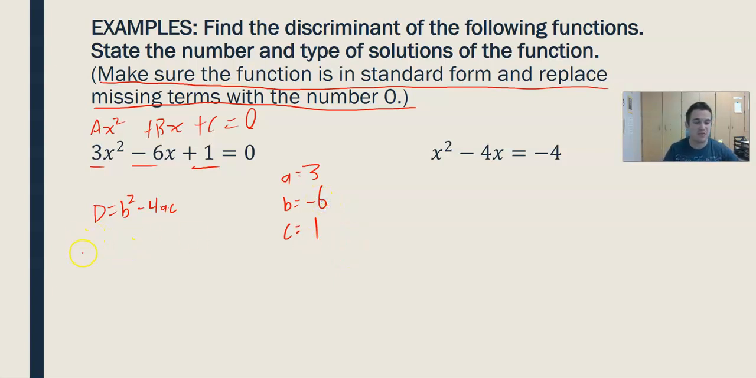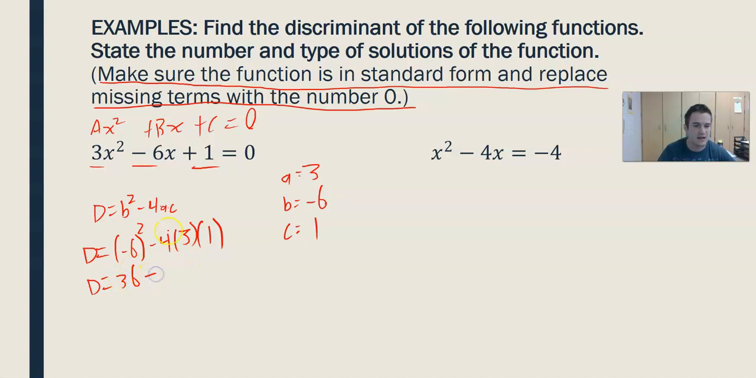Let's do some math. So the discriminant is equal to b, which is negative 6 squared, minus 4 times, and I'm going to use parentheses to do my multiplication, 4 times a, which is 3, times c, which is 1. Okay, remembering my order of operations, I have to do my multiplication and division from left to right before I can do any subtraction or addition. So negative 6 squared, or negative 6 times negative 6, is 36.